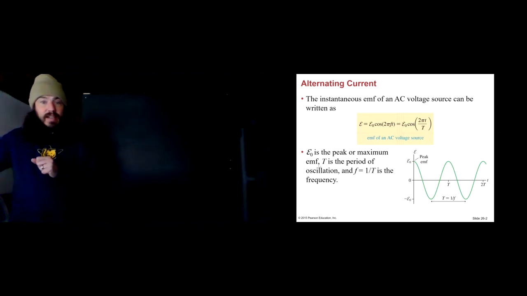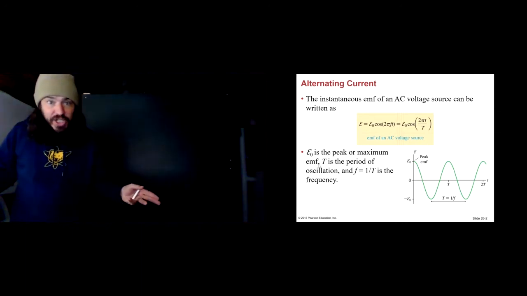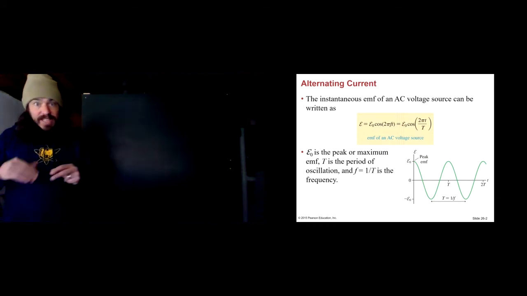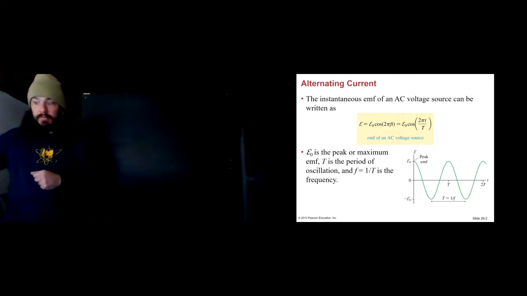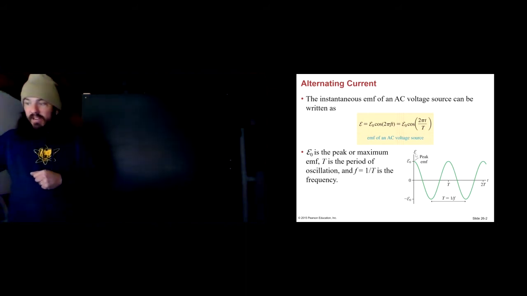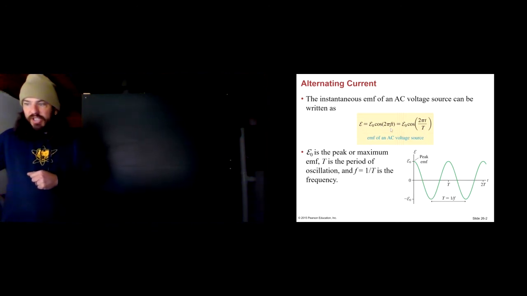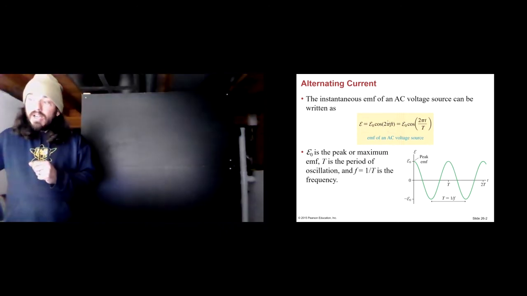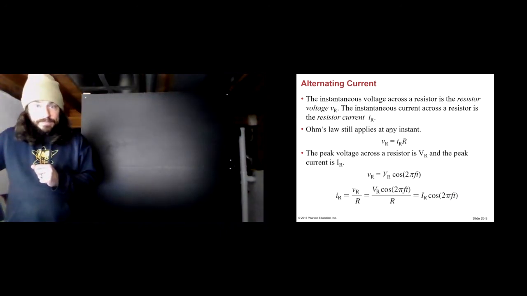Recall that period is the amount of time for one complete oscillation, and that frequency is the inverse of period. Here we see a graph of EMF versus time, and of course, one period is the amount of time for one complete oscillation. Do be careful, your calculator does need to be in radian mode here because of this 2 pi.